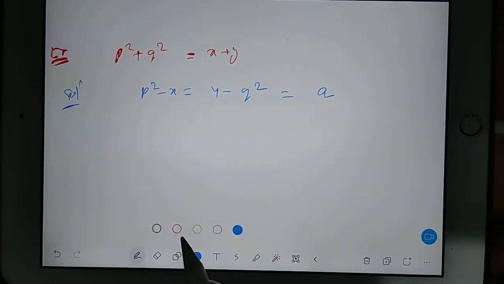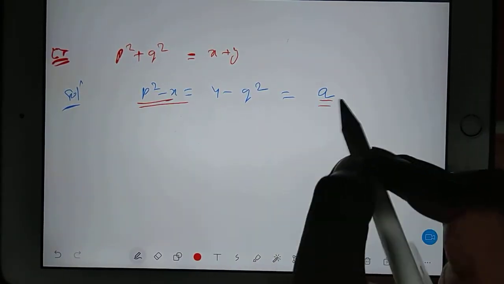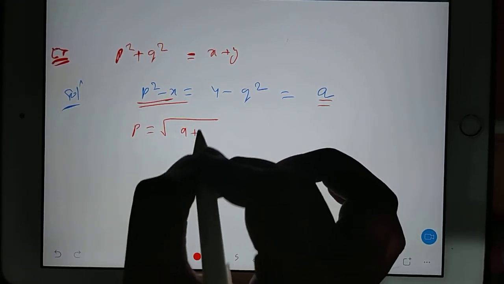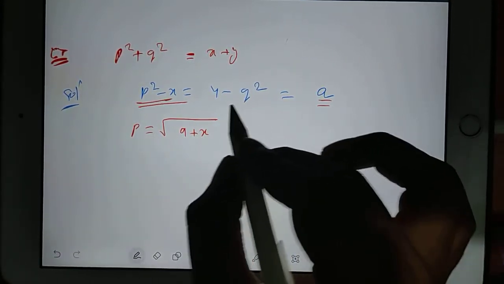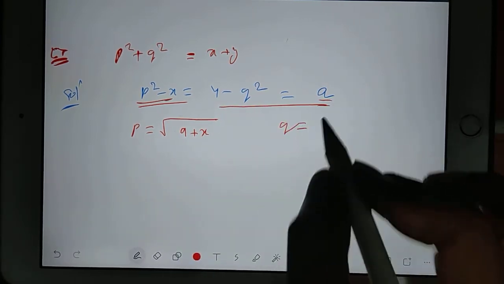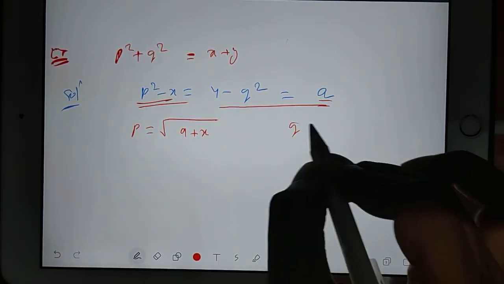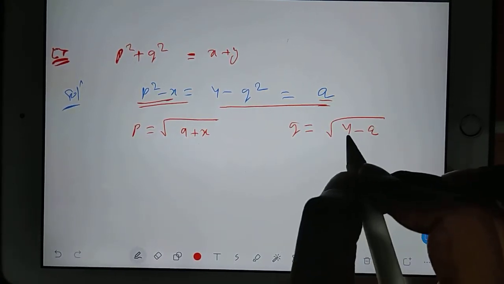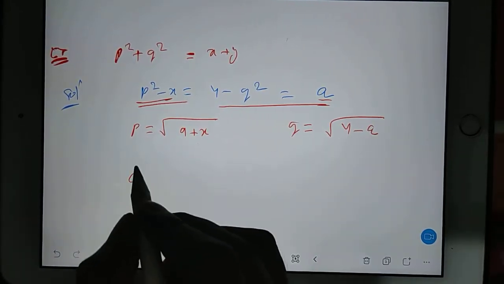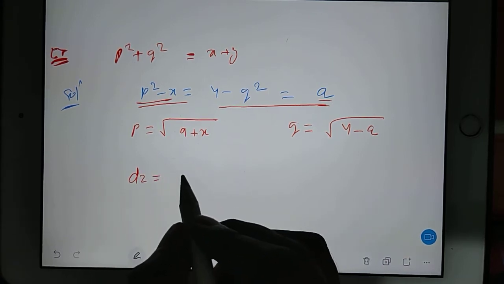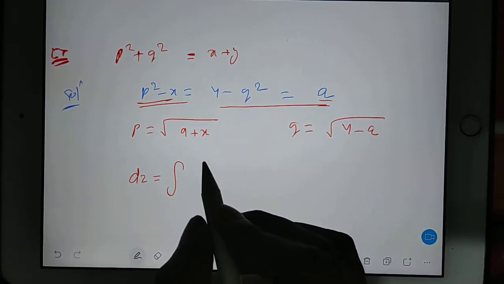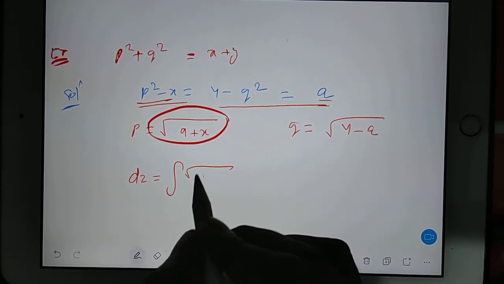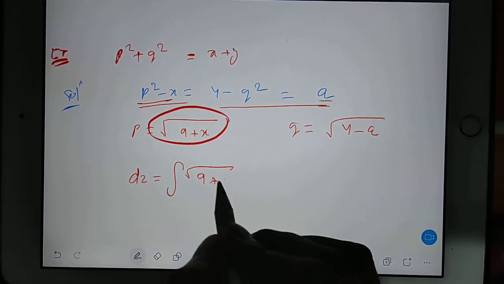Now solve for p, equating these two. Your p will be under root a plus x. Now solve for q, equating these two. Your q will be equal to under root y minus a. Then your dz value is nothing but p dx plus q dy. So integrate your p value, which is under root a plus x.